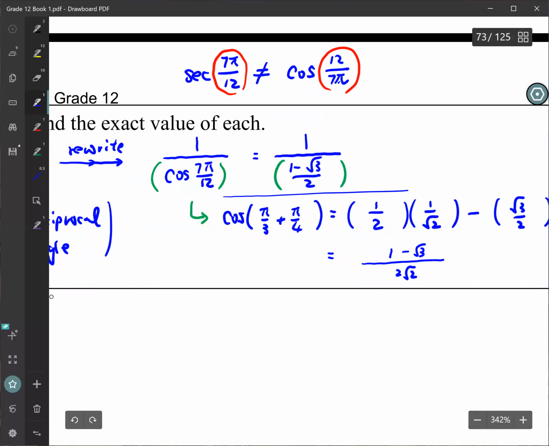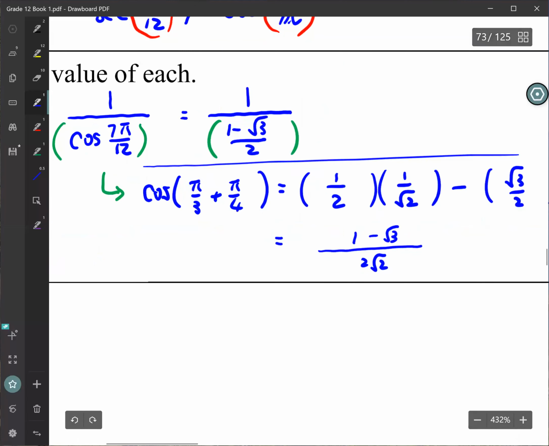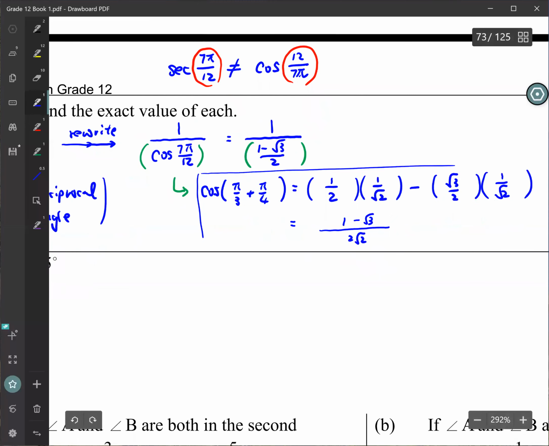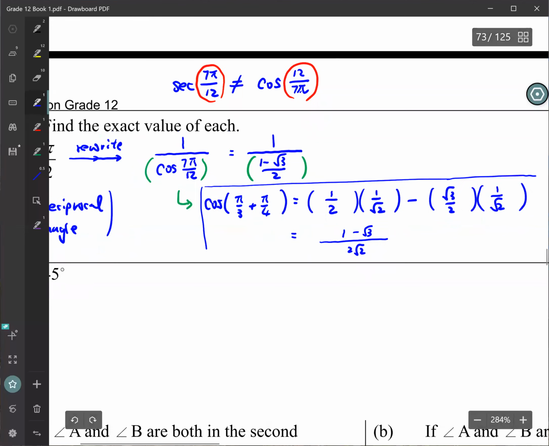Do you know what I'm writing? Right? Everything that you did just now is only for the denominator. But then you need to put it back, right? And then 1 over your answer. So it will make it flip. That should be a 2 root 2. So if you make it flip, 2 root 2 will now go to the top. And then the denominator will be the 1 minus root 3. Okay, so that's how you deal with the secant. And then you would rationalize from here.